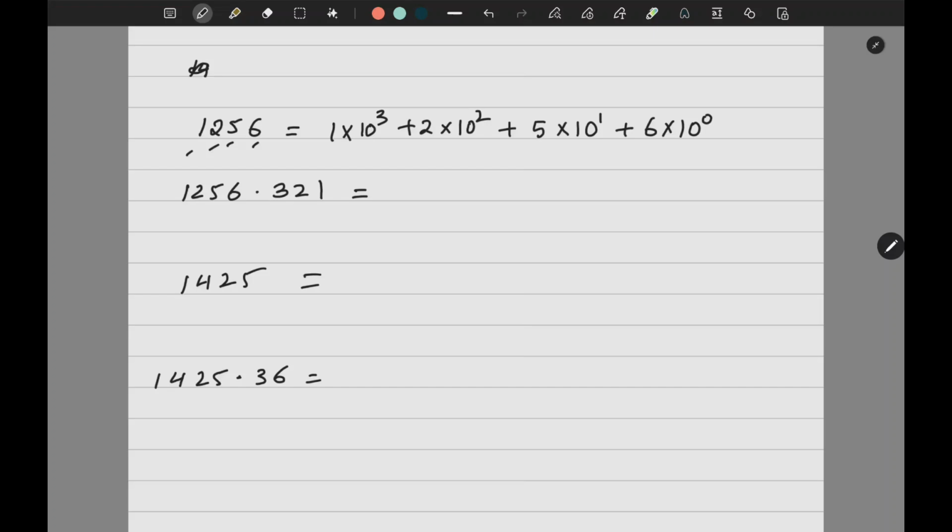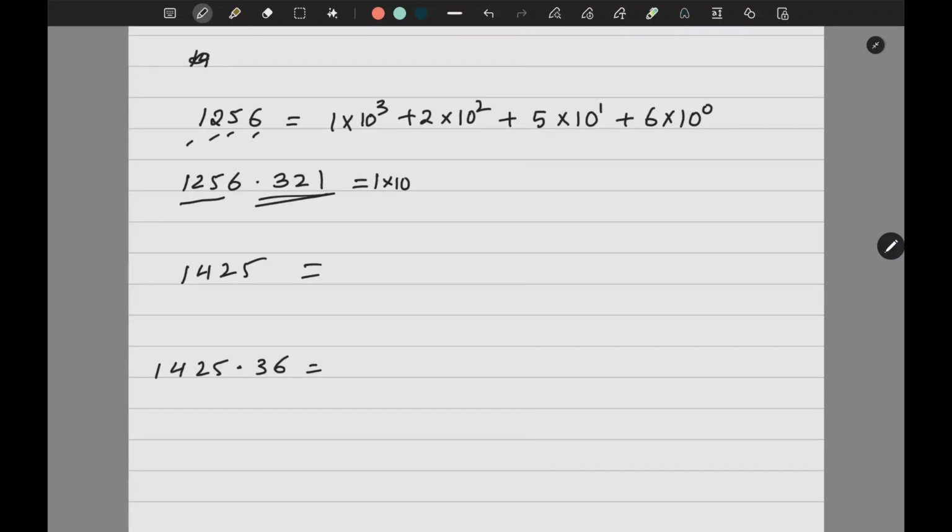Correct? Now, when you have a decimal, how to write the decimal part? Just have a look. Now 1256.321, I'll write the same way: 1 into 10 to the power 3 plus 2 into 10 to the power 2, plus 5 into 10 to the power 1, plus 6 into 10 to the power 0. Okay, now after the decimal what will I do? Plus 3 into 10 to the power minus 1 plus 2 into 10 to the power minus 2 plus 1 into 10 to the power minus 3. So after the decimal it becomes negative powers.